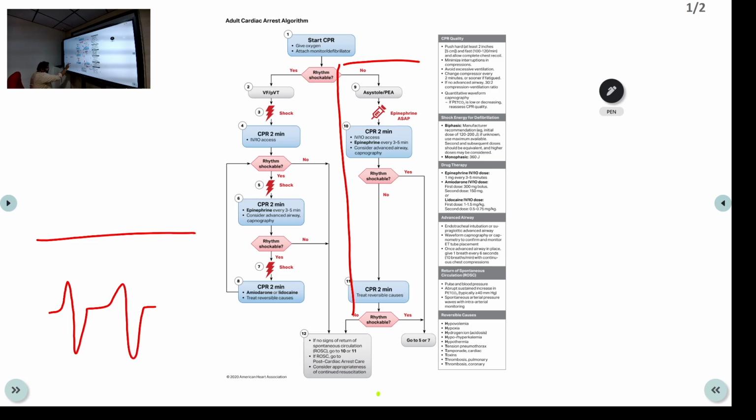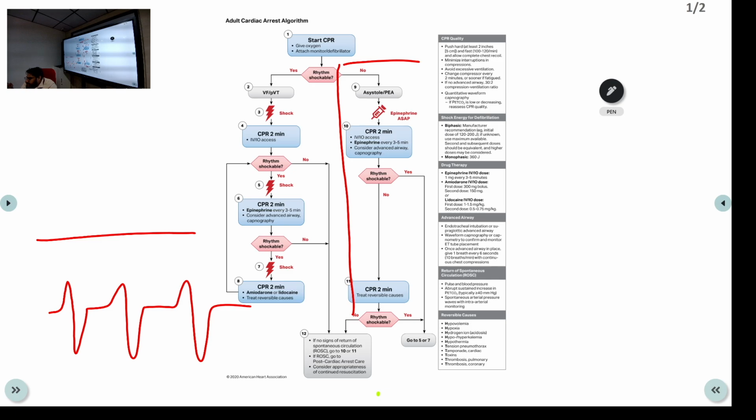So what is PEA? PEA can be any rhythm except VF and VT, any organized rhythm. It can look organized because you might be able to see a P wave, a QRS complex and all those things. But when we check for the pulse, there is no palpable pulse. That is what is meant by PEA. You call it pulseless electrical activity, and if it is a straight line, we call it asystole.